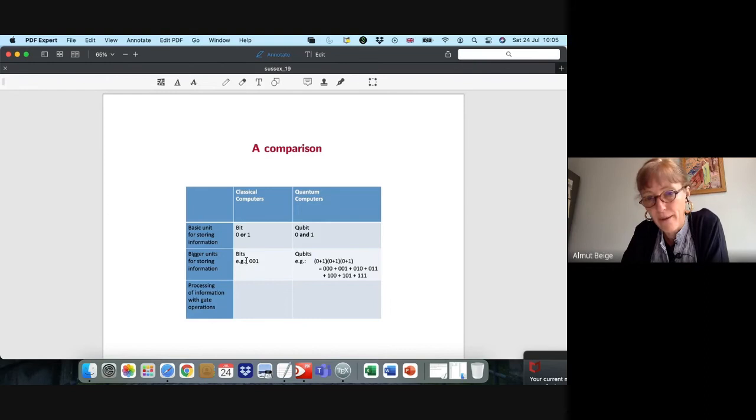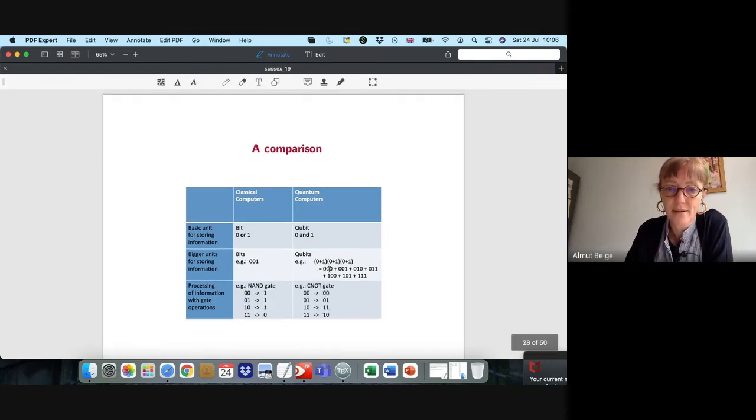So instead of preparing your register in 001, you can prepare it in all possible states, 000 up to 111, simultaneously. You don't know which information is in there, but you can prepare these superpositions, and you can prepare non-entangled states and entangled states. And then in order to process the information in the register, classically you would use NAND gates that change the state depending on the inputs. I forgot what this gate is doing exactly, but it gives you a 0 only when you have a 1 and a 1.